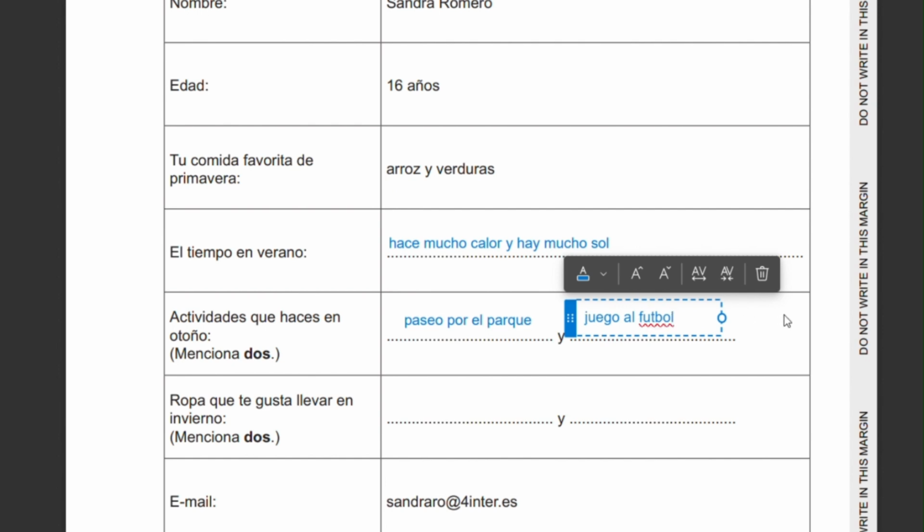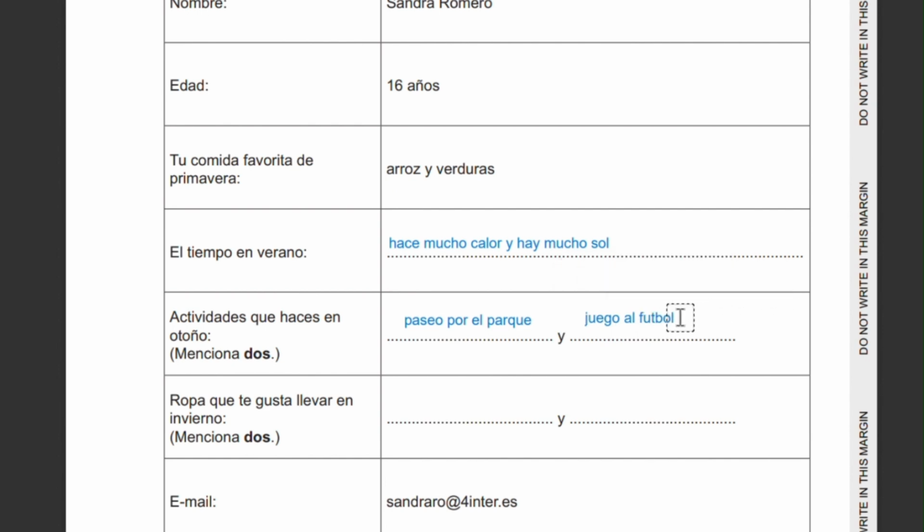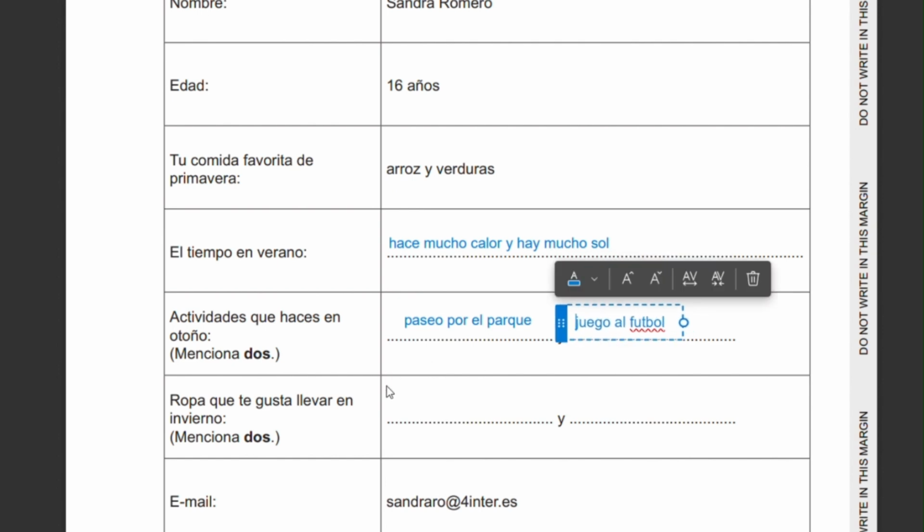Now these are activities that one can always do, even if it's in the winter, even if it's in the summer. You can play ball in any season of the year. So these are generic activities that you can just use when you are asked this type of question, right?